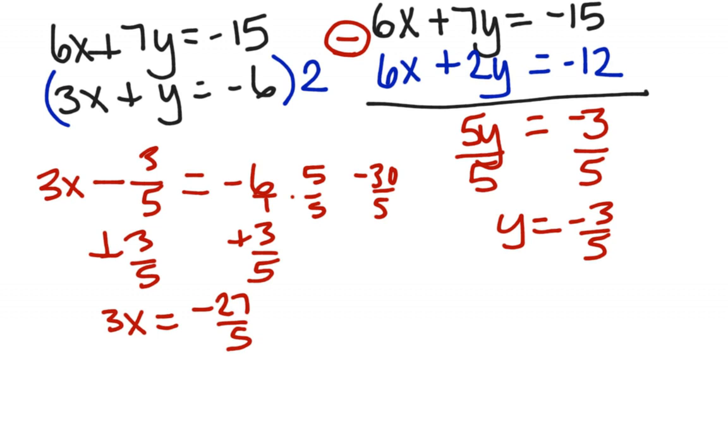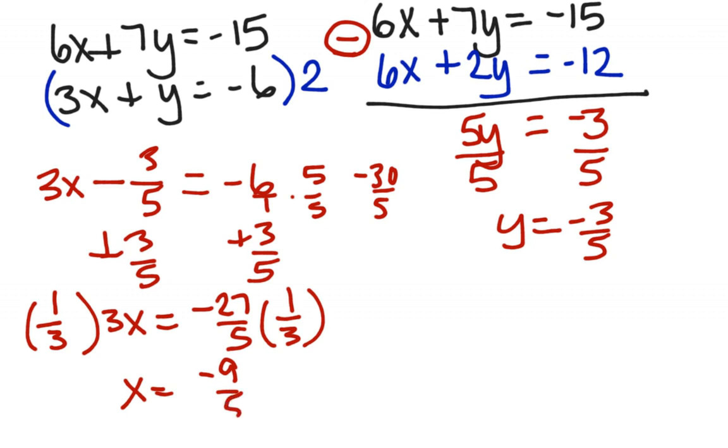Now in this case, because I have a fraction, I am going to multiply both sides by the reciprocal of 3 instead of dividing by 3. And that will give me, let's see, a negative 9/5 for x. And we will get, in alphabetical order, negative 9/5, negative 3/5 for an answer.